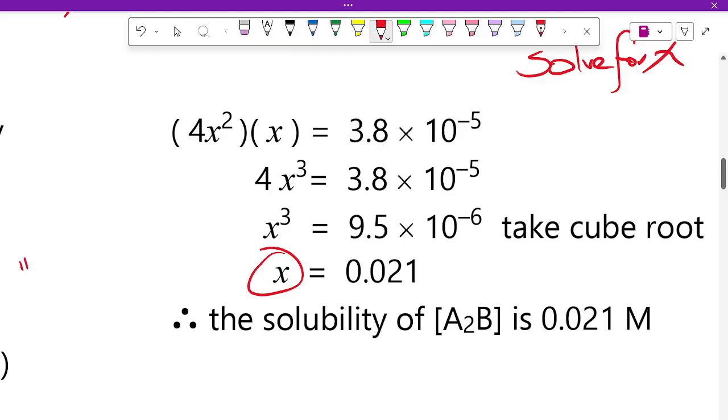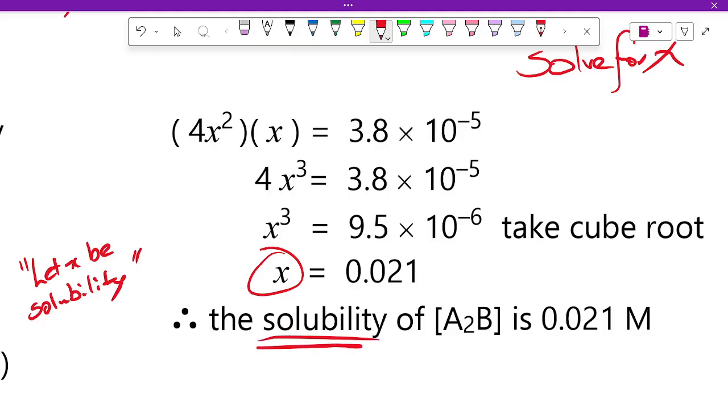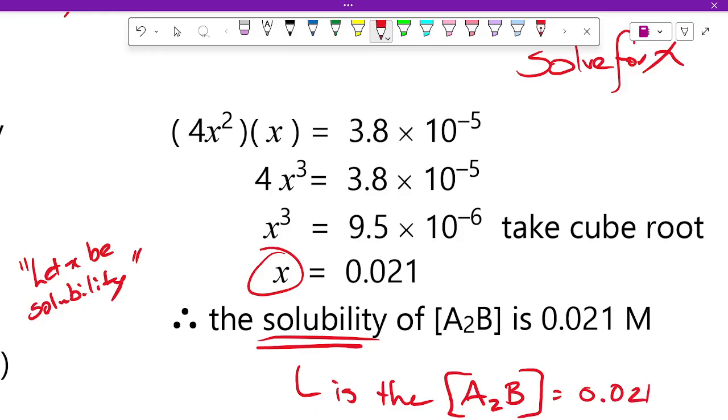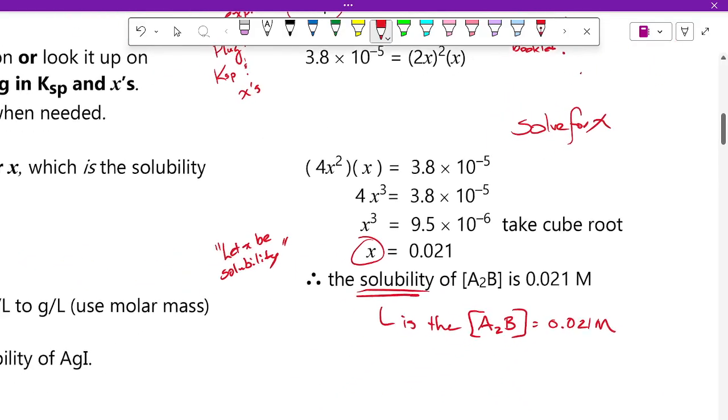If you remember, in the past we said let x be the solubility. So let X be the solubility. Therefore, X is the solubility, and so it is the concentration of A2B, which is 0.021 molar. And there we are. Bob's your uncle.